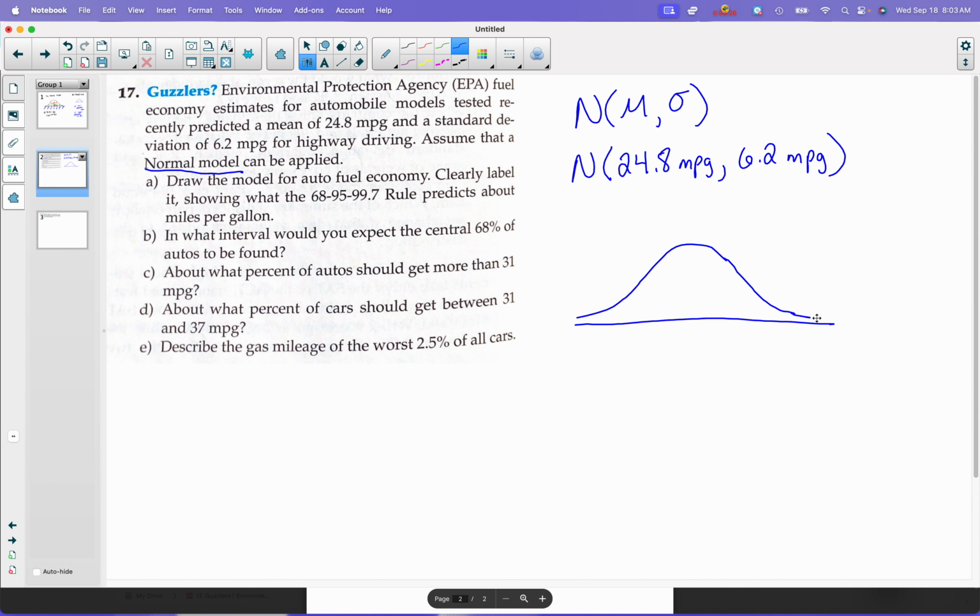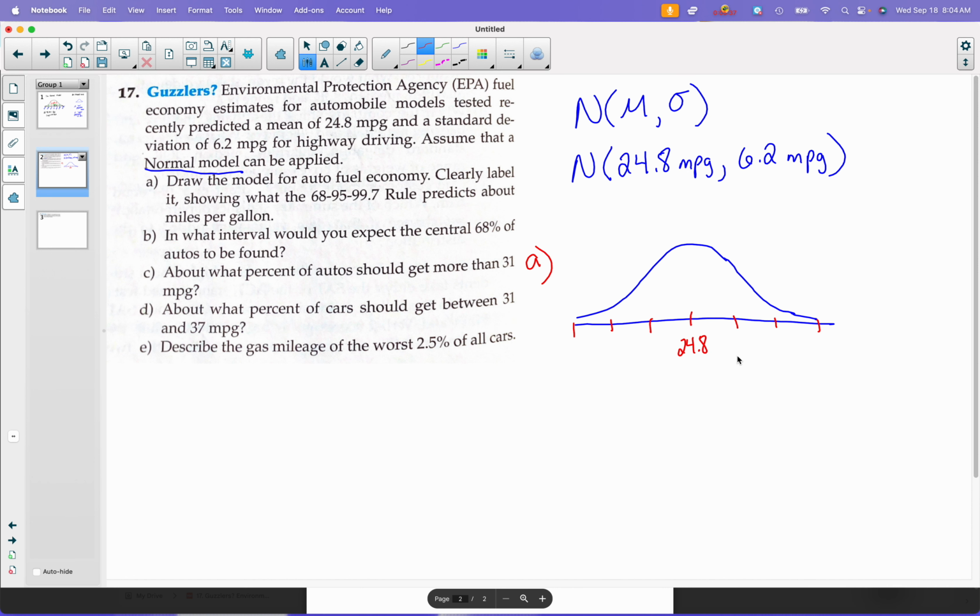Okay, still not very good, but okay, good enough. So I'm going to mark this. The mean goes in the center. So this is 24.8, and I'm going to go 3 standard deviations each way. By the way, I'm doing part A because it says to draw the model.